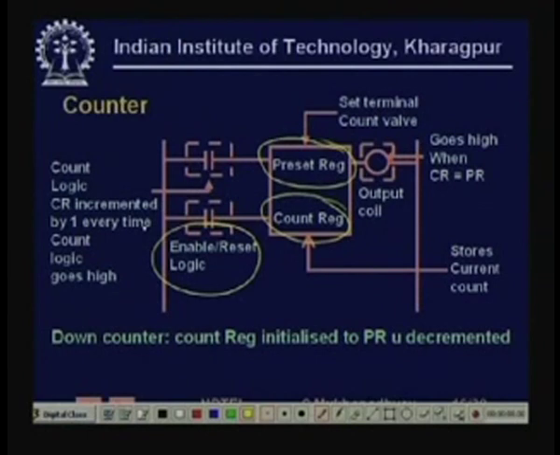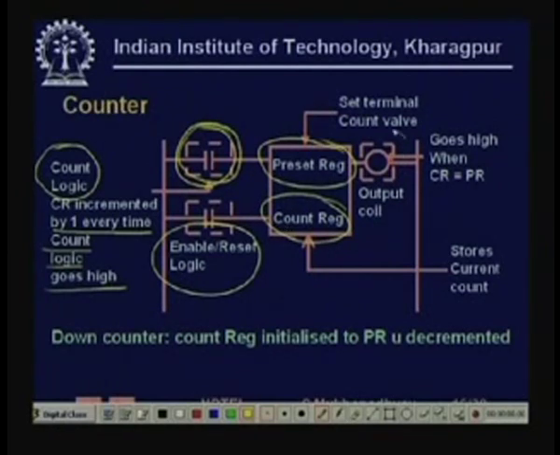So again you have enable reset logic, same thing. In this case we have what is known as a count logic rather than a timer run logic. So the count register is incremented by 1 every time count logic goes high. So every time this goes high from 0, the count register is incremented by 1, and just like the previous case, when the count register value exceeds the preset register value, at that time the terminal count is reached and the output coil goes high. So this is the meaning.